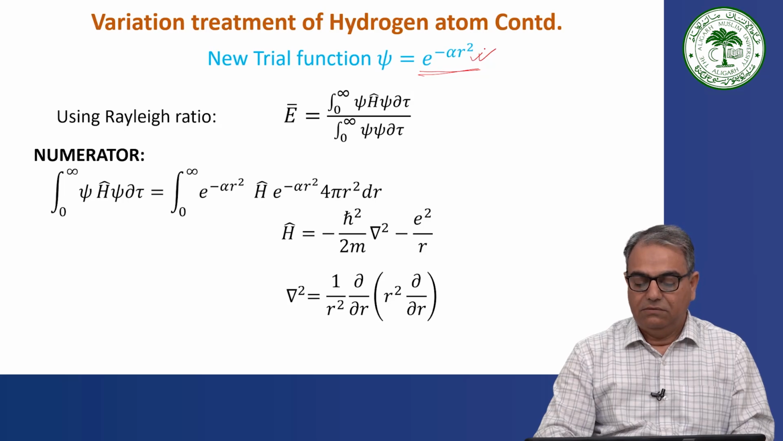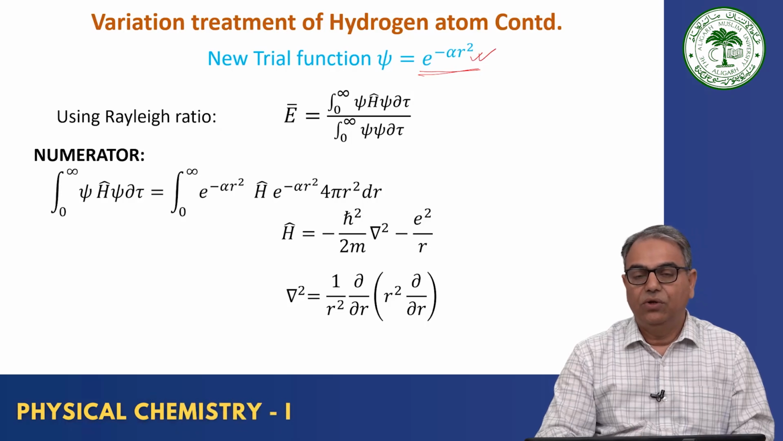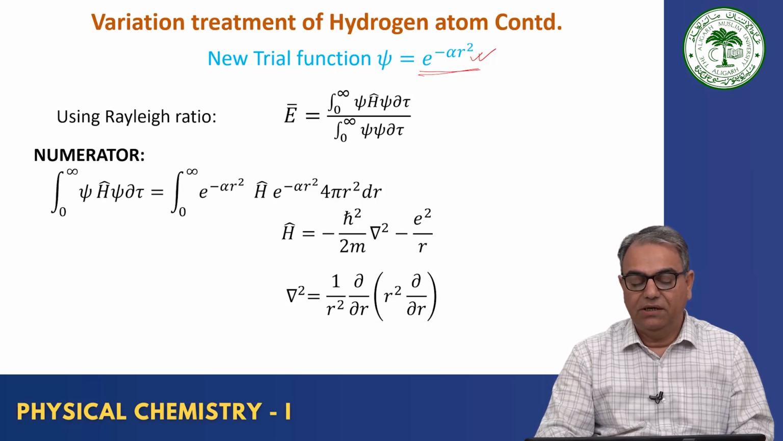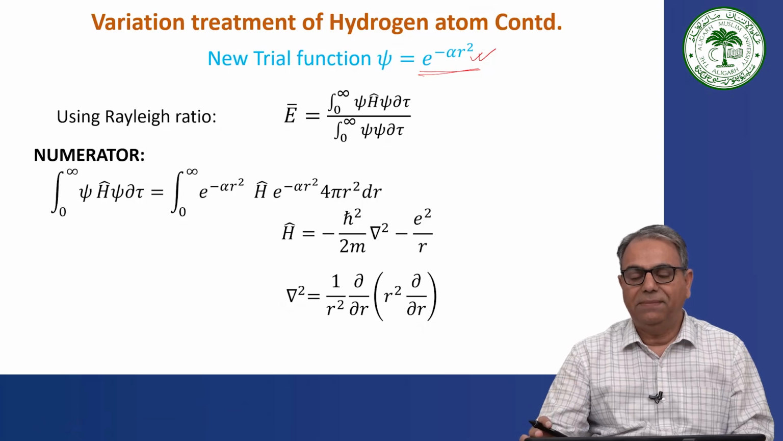Okay, so what you can do is apply the same variation treatment. For that, you find the Rayleigh ratio, and the Rayleigh ratio has two parts, numerator and denominator. So you can calculate the numerator and you can calculate the denominator. And the Hamiltonian will be the same, because it's the hydrogen atom. The same principle will apply because del square will be only r dependent.